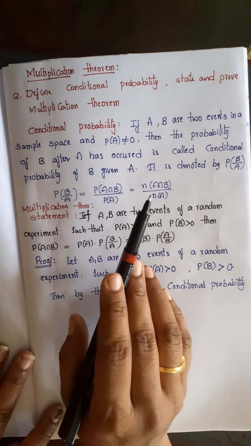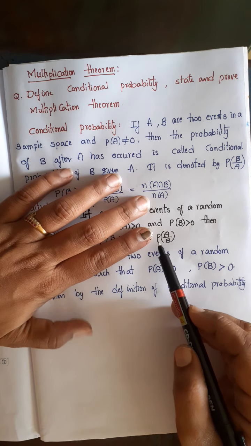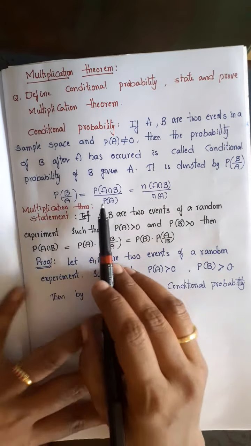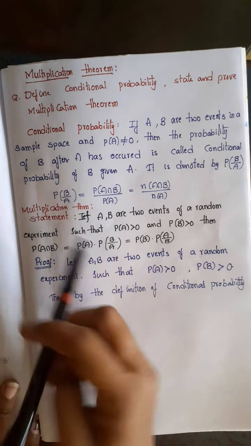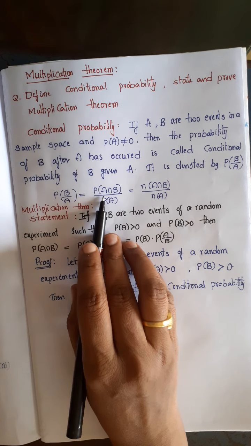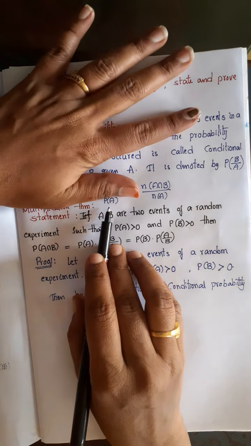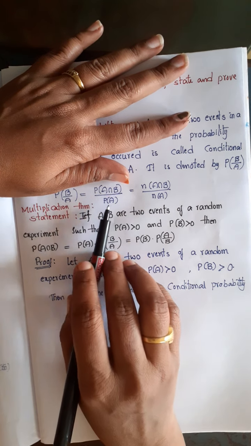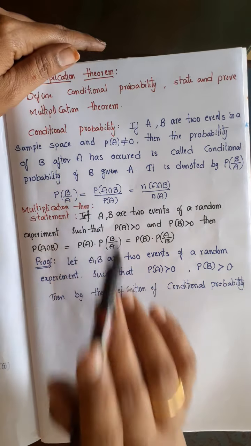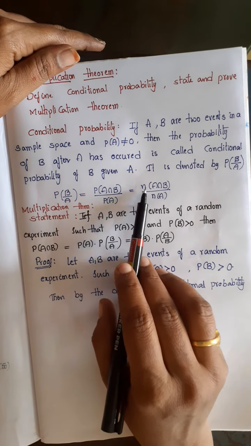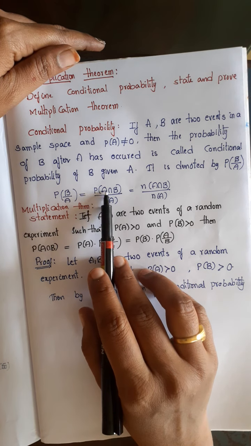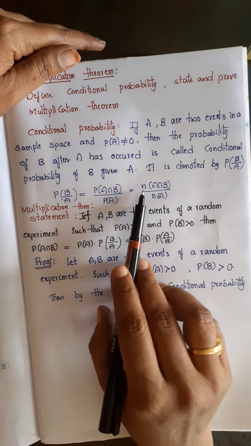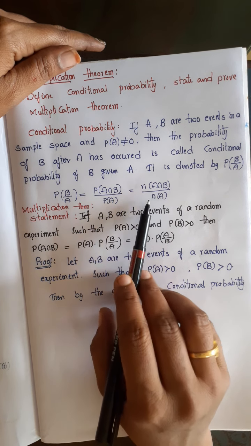Probability of A by B means probability of A after occurring of B. This is denoted by probability of A intersection B by P of B. Here you see, P of A intersection B by P of A. This is the definition of conditional probability. This can be taken as N of A intersection B by N of S over N of A by N of S. N of S gets cancelled. You can take directly N of A intersection B by N of A.